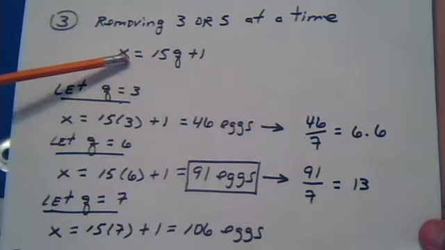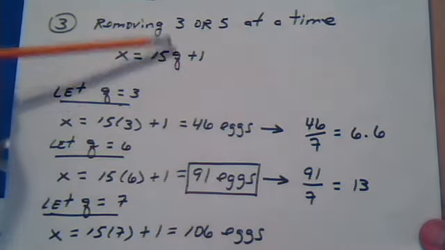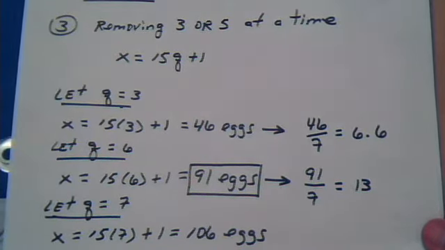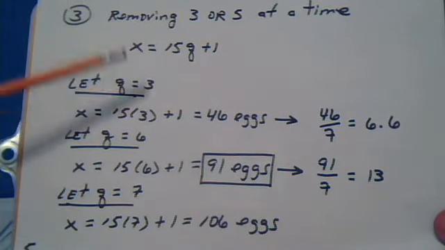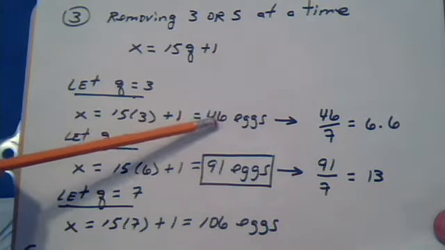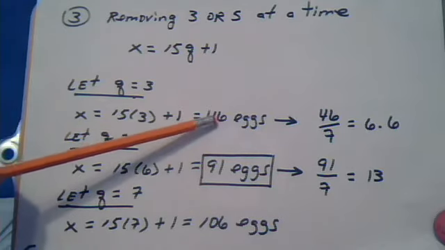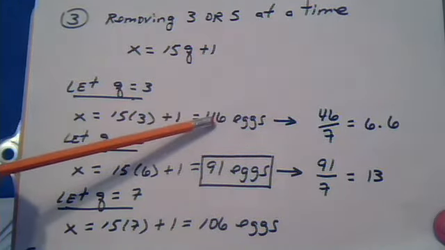So what we're going to do with this now is trial and error, start replacing the q with some numbers and producing a quantity of eggs in the basket. We don't know how many eggs are in the basket. So you let q equal some number. Let's start off with q equal 3. That would make 46 eggs in the basket. So this 46 can be divided by 3 and 5 and get a remainder of 1.